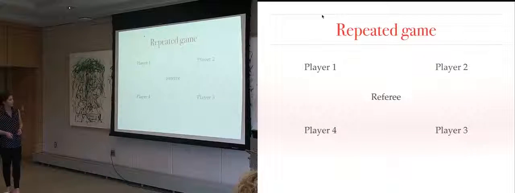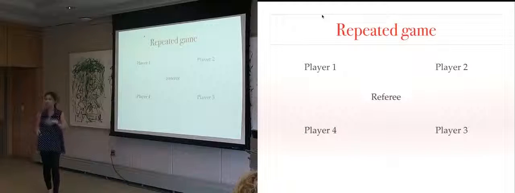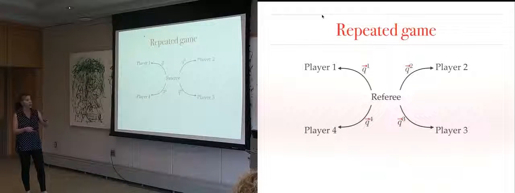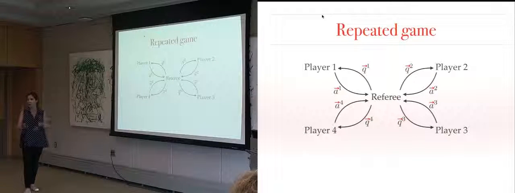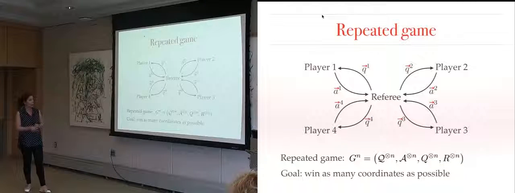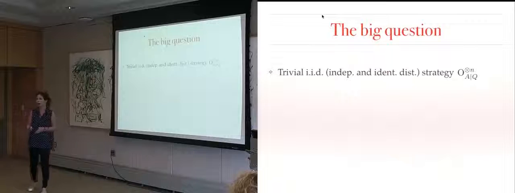Okay. So what is a repeated game? We still have the same players and the same referee and the same game in mind from before. But now the referee is going to choose n independent questions to the players and send them all at once. So he sends a vector of questions to each of the players. And the players now need to answer with a vector of answers, again, all at once. And then the referee is going to go over each of the indices of these vectors, each of the subgames, and see in each subgame whether they win or lose the game. The goal of the players is now to win as many coordinates as possible in this repeated game. Okay. So again, the big question is how well can they do?